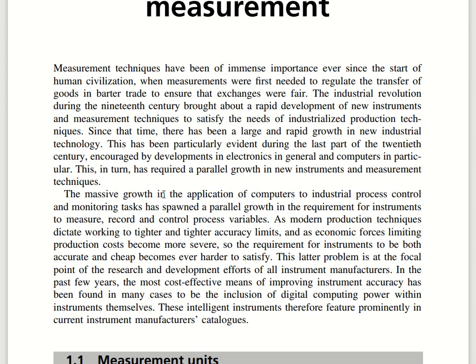Earlier, in the time of the Romans or other kings, we used to have the barter trade.